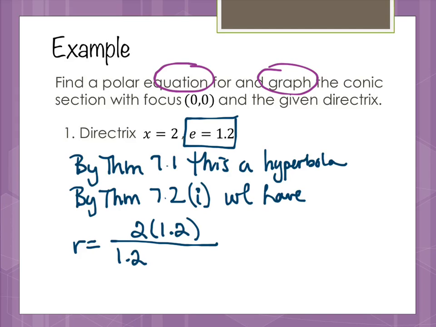And then what trig function is this one? It is cosine of theta. And then is it plus or is it minus 1? It's plus 1. So my polar equation for this is actually r equals 2.4 over 1.2 cosine theta plus 1.